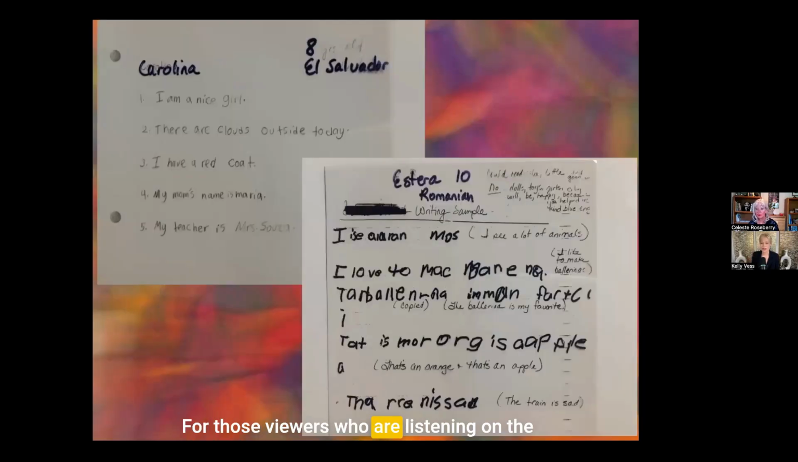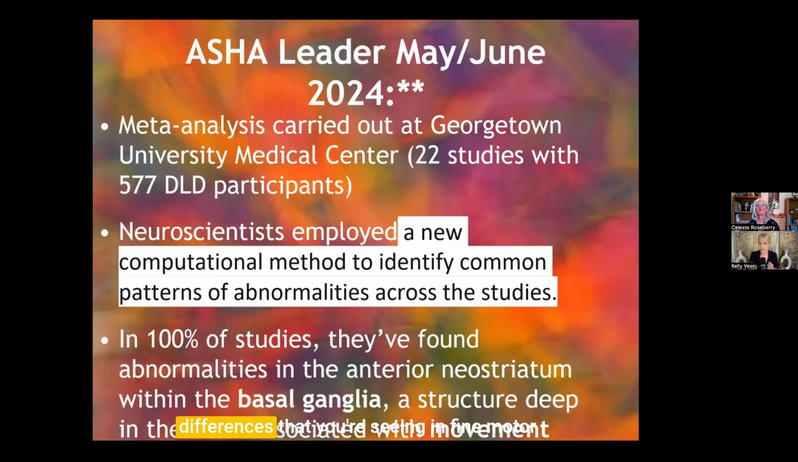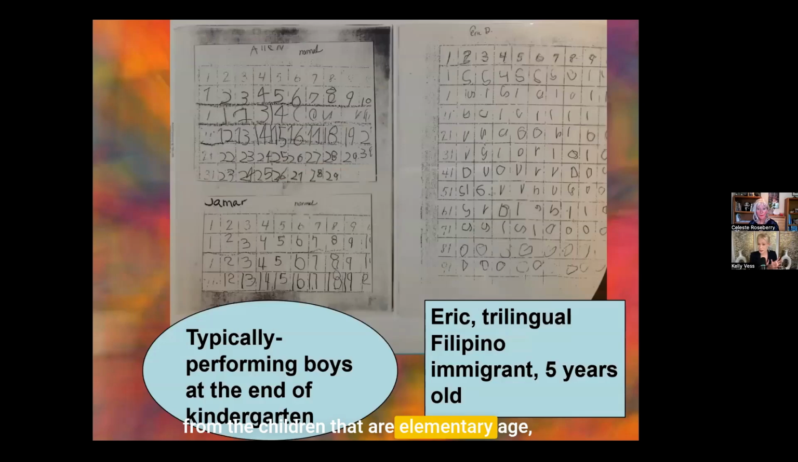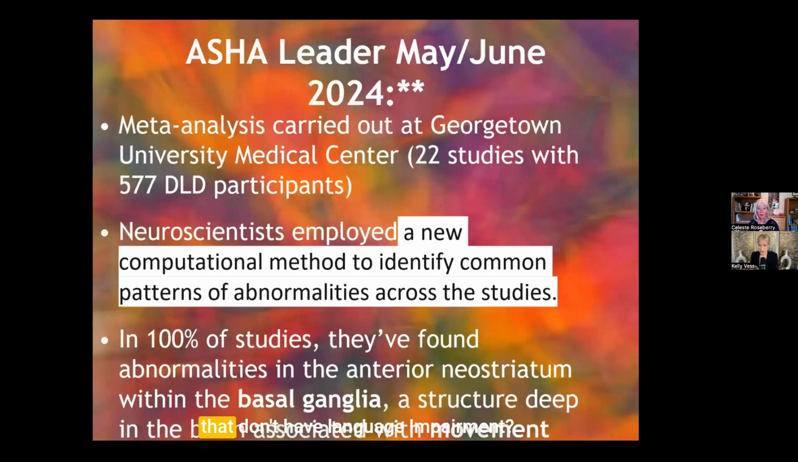For those viewers who are listening on the audio podcast, what are the qualitative differences that you're seeing in fine motor from the children that are elementary age that have language impairment with those that don't? The kids who are typically developing, their letters are pretty even, their spelling's pretty decent. The kids who have language impairment, their letters are large, they're immature, sometimes the letters are flipped backwards. Like my son has dyslexia, that's what he did.